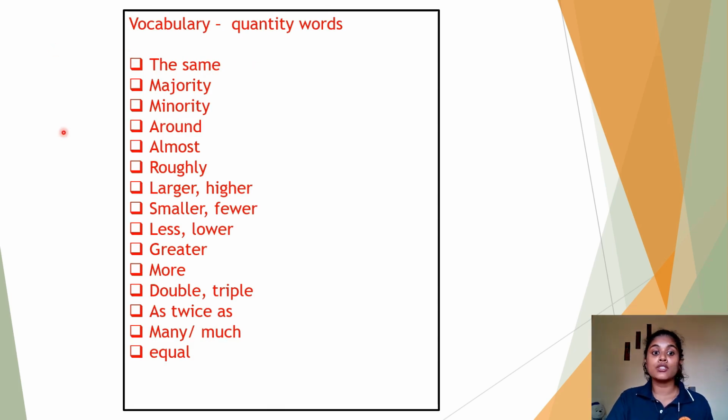The same amount, the majority, the minority, around. We use around when we are not sure, because sometimes the y-axis will not give each and every digit, which means we cannot exactly say whether it is 25.5 or 25.6. So instead we can say around 25.5. Likewise we can use almost, roughly, larger, higher, smaller, fewer, less, lower, greater, more, and even we can use double or triple.